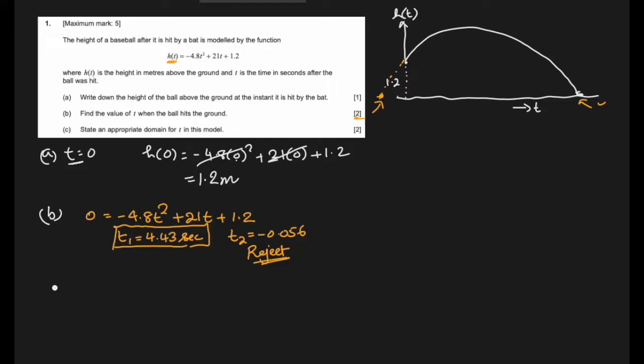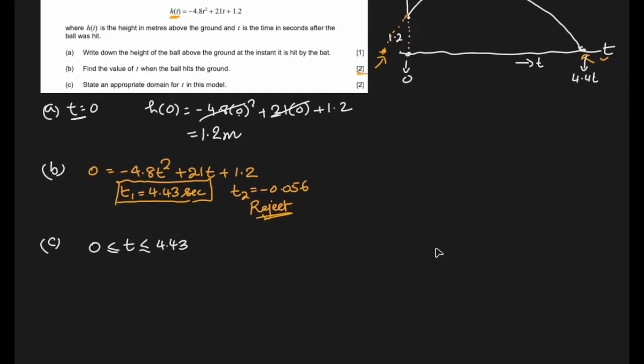Okay, C part. State an appropriate domain for t in this model. Whatever is our x-axis, the horizontal axis, here it is the t-axis. The domain belongs to that. And what is the minimum value for time? 0. Time cannot be negative, we said. So from 0 to this time, which was 4.43, is the domain, and we will write it as 0 ≤ t ≤ 4.43. This is how we answer the first question.